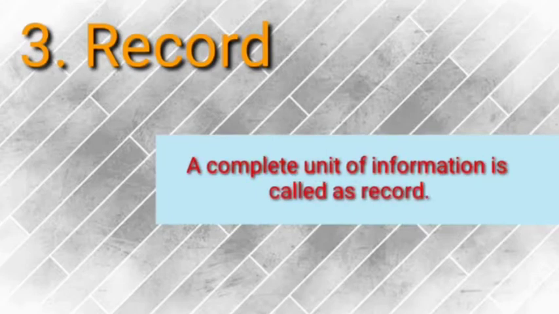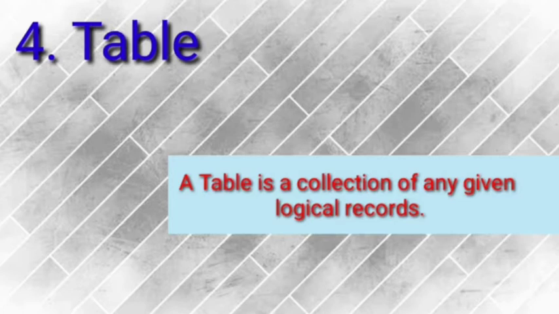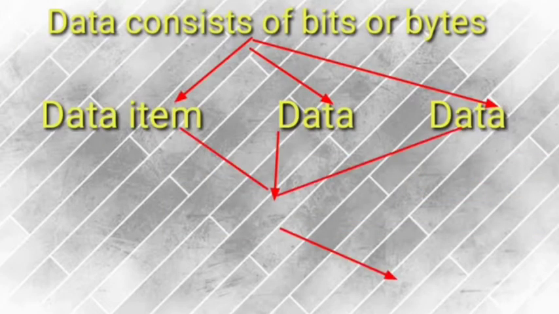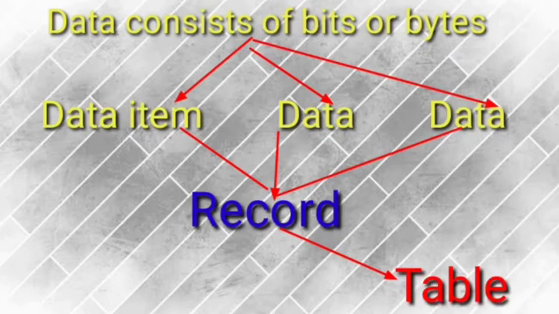All the data items together make a record, because that is a complete unit of information. When all the data items are filled inside the table, the collection of those data items makes a record. Fourth one is the table. Any information or any record can be said to be a table, or you can say a table is a collection of logical records. So these four are the basic components of a table, wherein we write the data into the table. A data consists of bytes. It is stored as a character in the memory of the computer. All the data items together make a record, and all the records are represented in the form of a table.